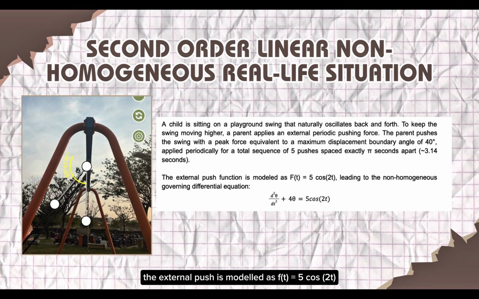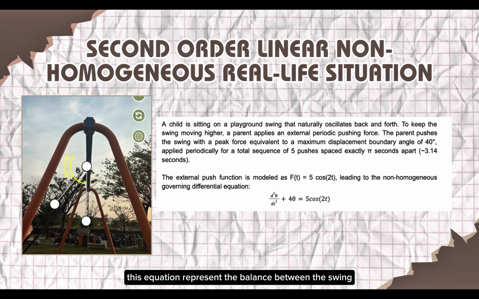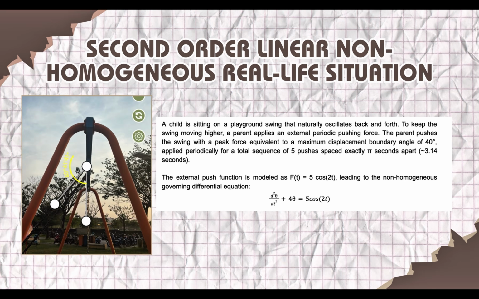The external push is modeled as F(t) equal to 5 cos 2t. This gives us our governing differential equation: the second derivative of theta plus 4 theta equals 5 cos 2t. This equation represents the balance between the swing's natural motion and the external energy added by the parent.